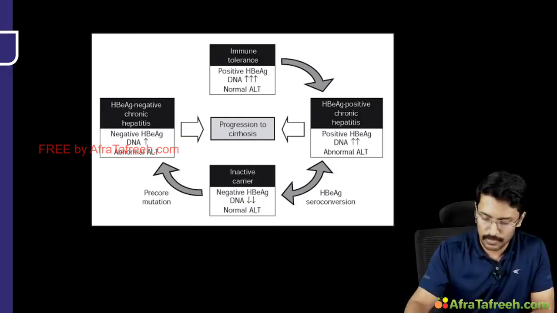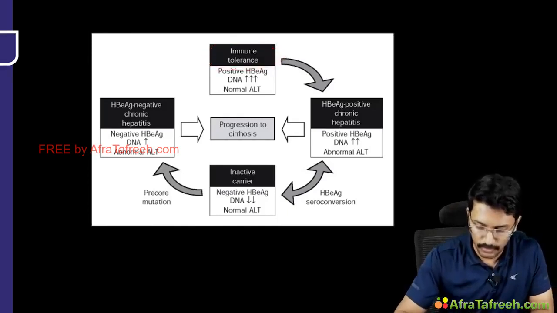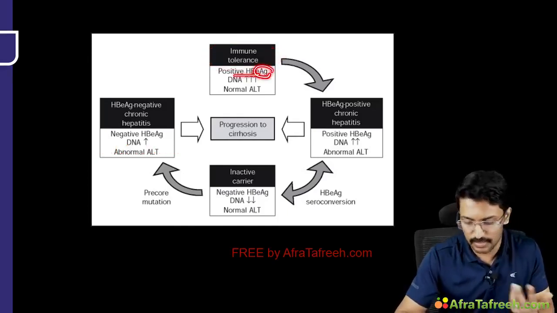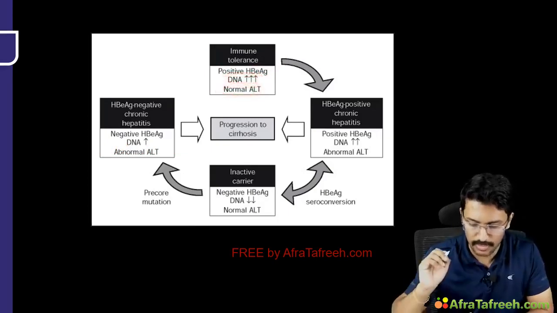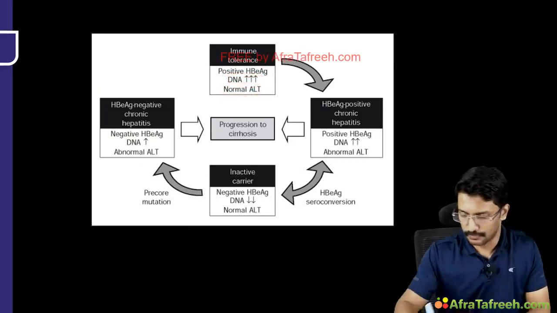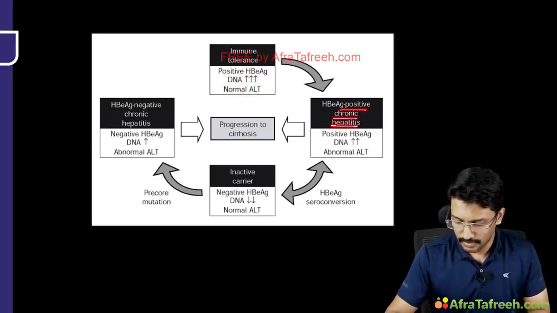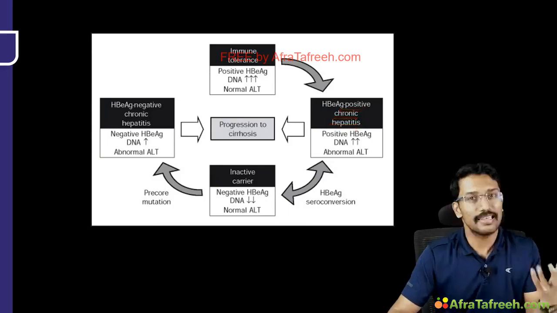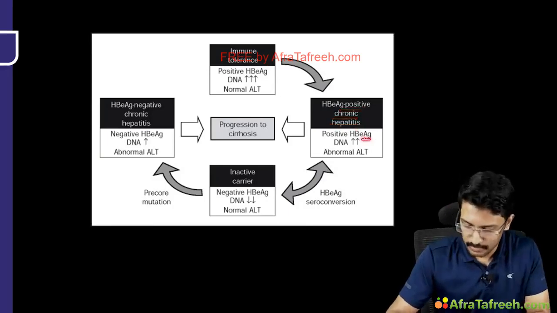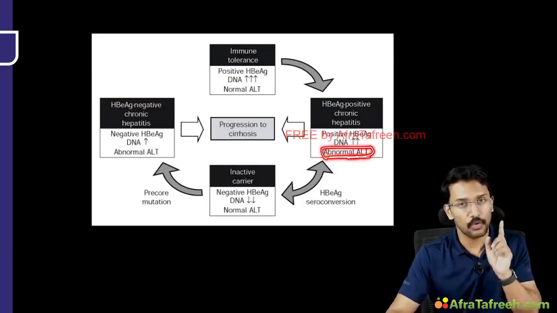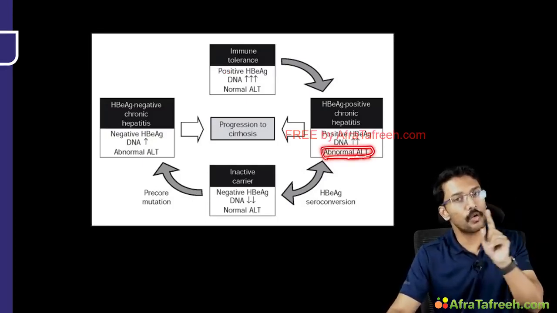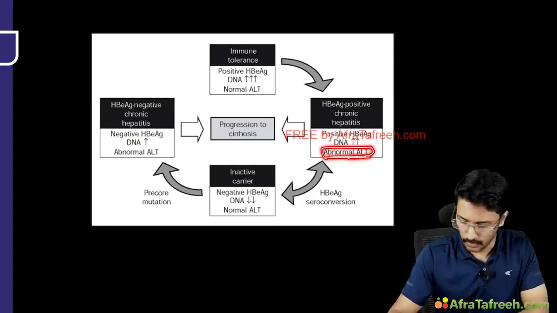First phase is the immune tolerance phase, where you will have a positive HBe antigen because it is highly replicative. Your DNA levels will be grossly elevated, but normal ALT because there is no immune response. HBeAg positive chronic hepatitis, this is what we call the immune clearance phase. In this phase, you will have HBeAg still positive, but the DNA has started coming down, though still detectable. But ALT is now going up because in the immune clearance phase, the host immune response is clearing the viruses but also damaging your hepatocytes.